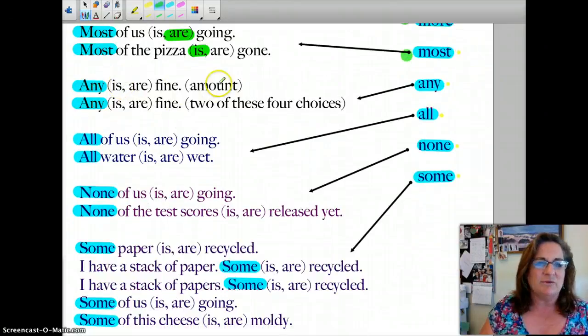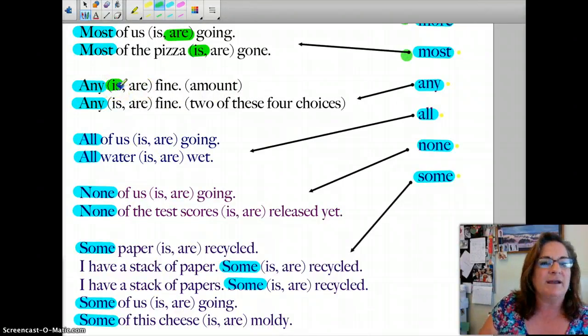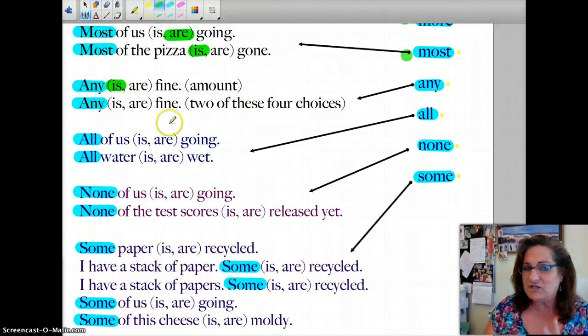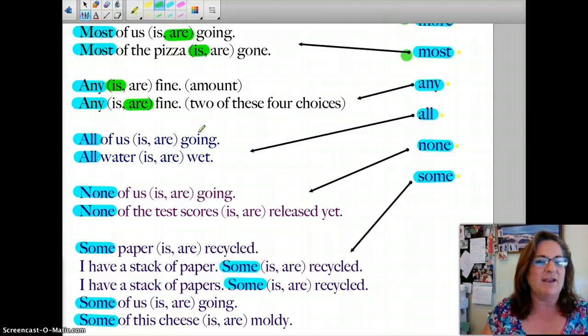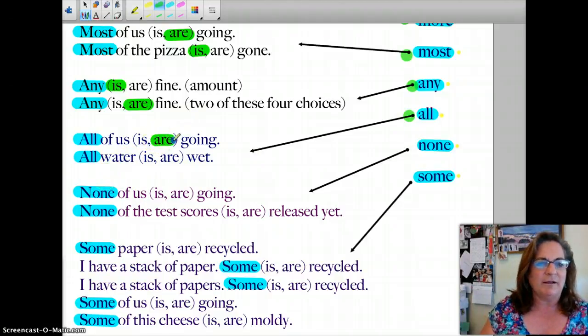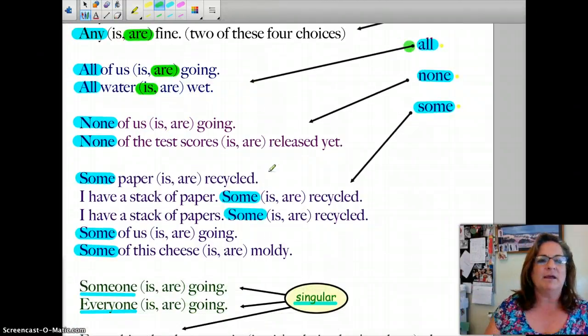Okay, any amount, without the word amount, any amount is fine. An amount is a single unit. It's a non-count noun. And then any two of these four choices, any two of those four, any are fine. Whichever you pick of the four, whichever two you pick, any are fine. Okay, so that's how any can be both. Let's look at all. All of us is going, all of us are going. You know this one because you say it correctly. All of us are going. We say that all the time, but all can also be singular. All water is wet because water is a non-count singular noun, right? Okay, so again, plural and singular.